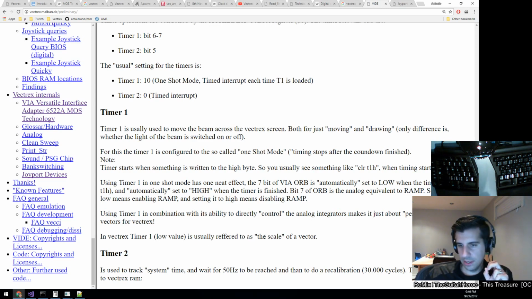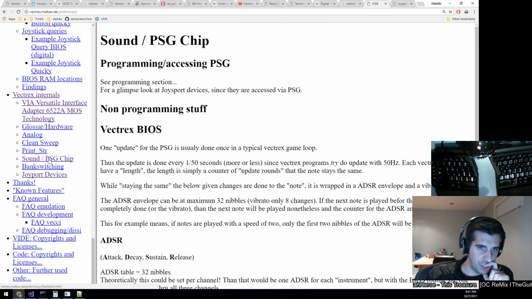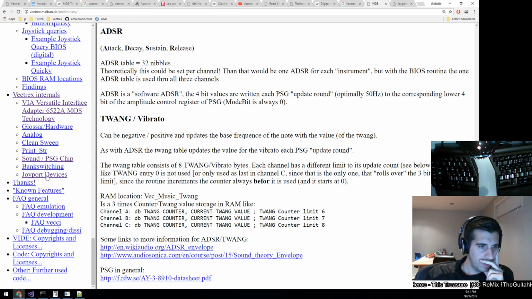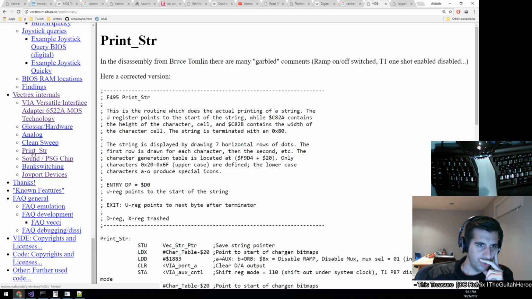Yes. Timer 2 is used to track system time and wait for 50 hertz to be reached, and then to do a recalibration. So it's 30,000 cycles. This value can be set to Vectrex RAM, and then there's a colon and nothing. Okay. So yeah, lots of cool stuff in there. Here's some stuff about the PSG chip. And oh, print string.